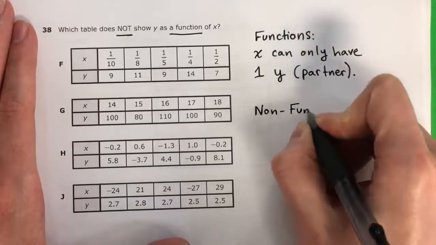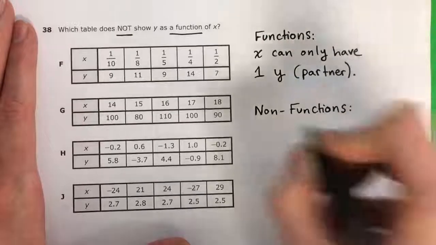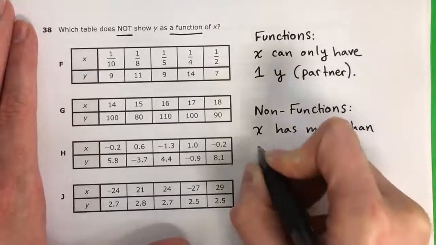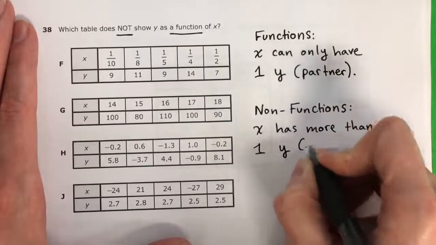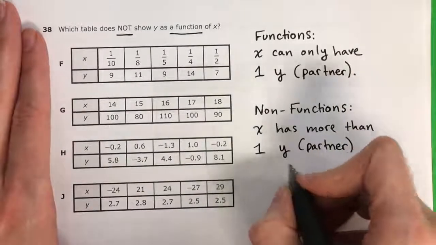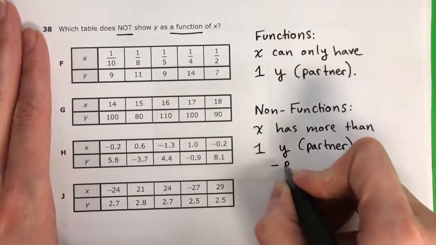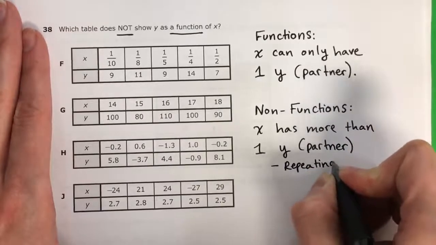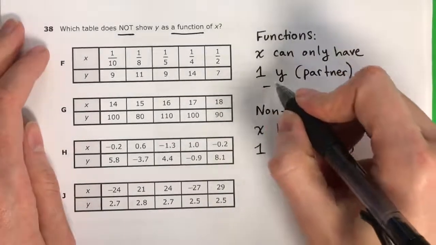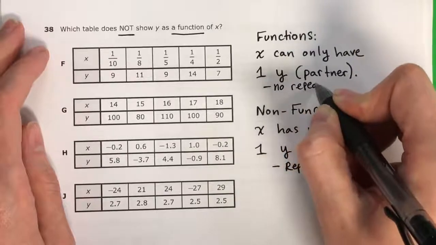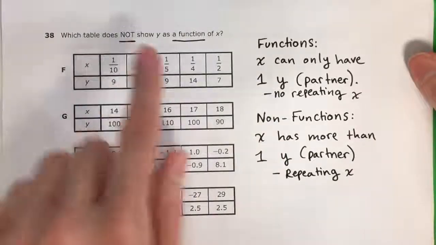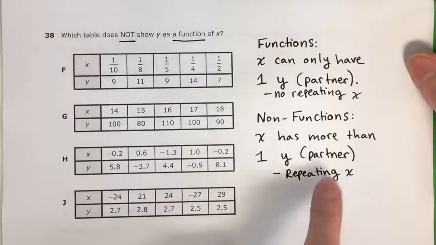Non-functions, x has more than one y or partner. Okay, and basically how you can tell, a big clue is a repeating x. Okay, so no repeating x would be a function. Okay, so we want not a function, so that's a non-function. We need to find a repeating x.